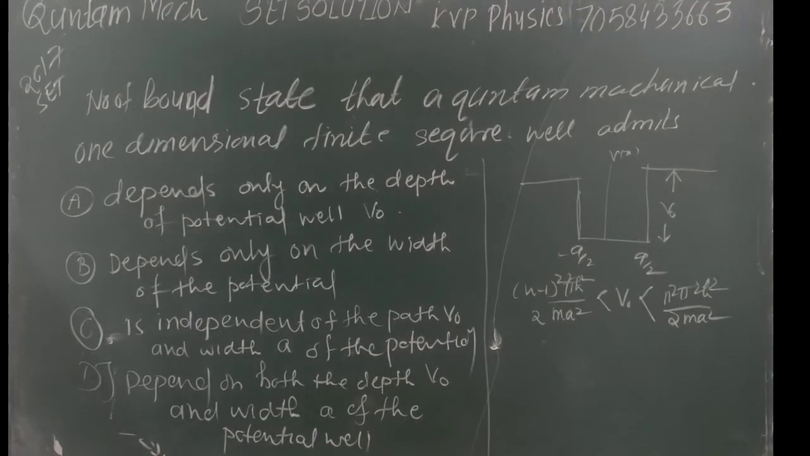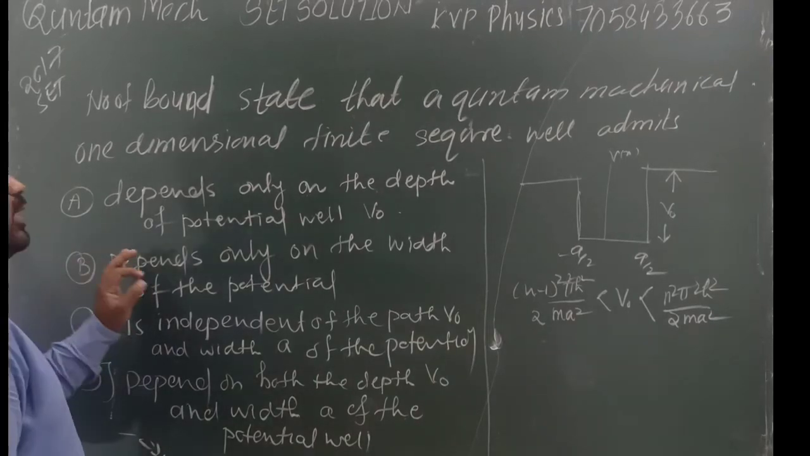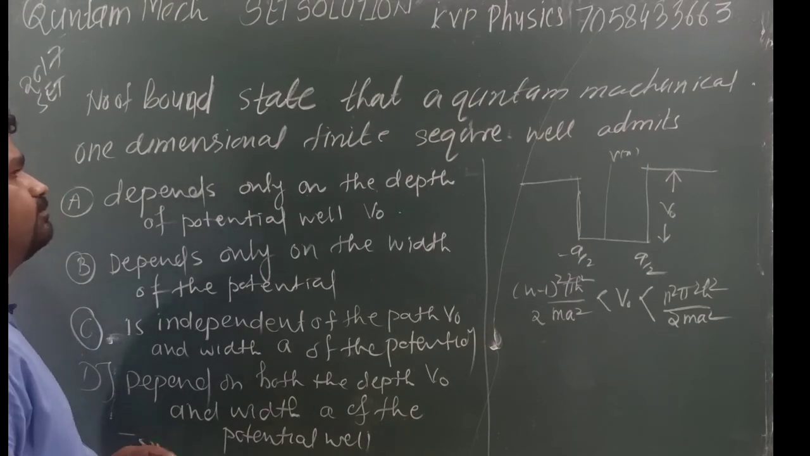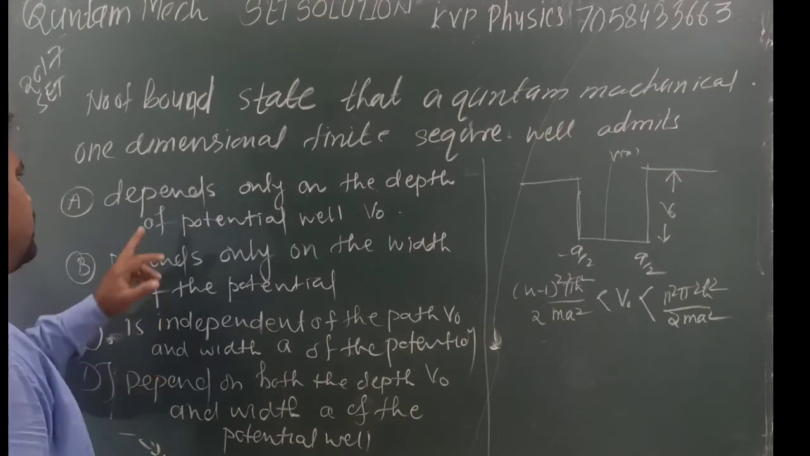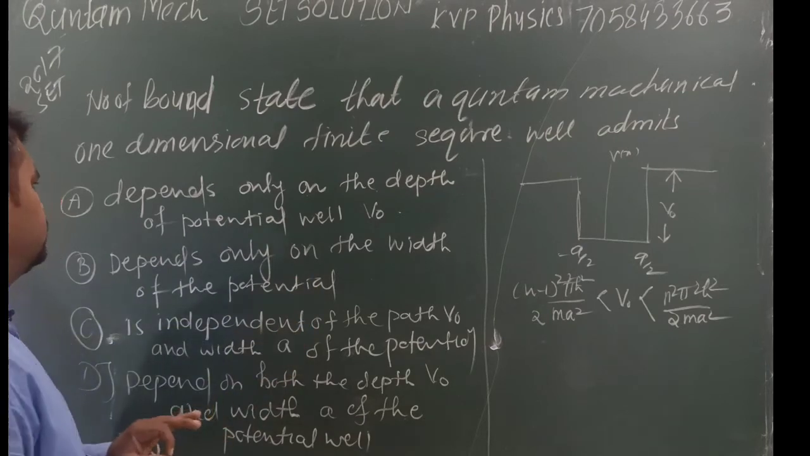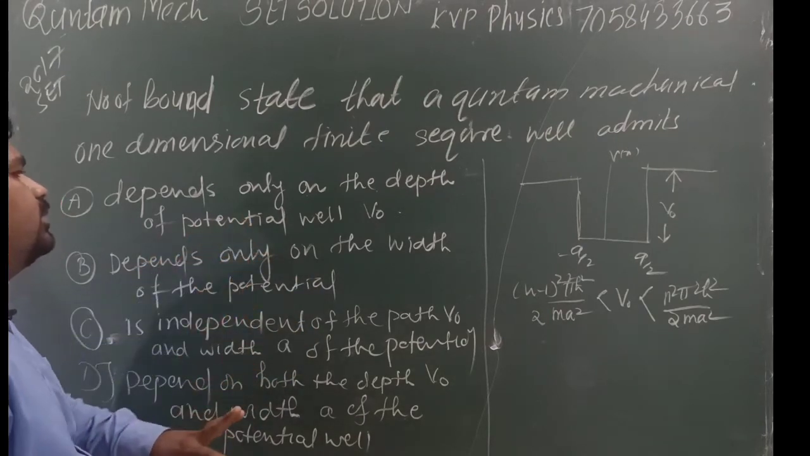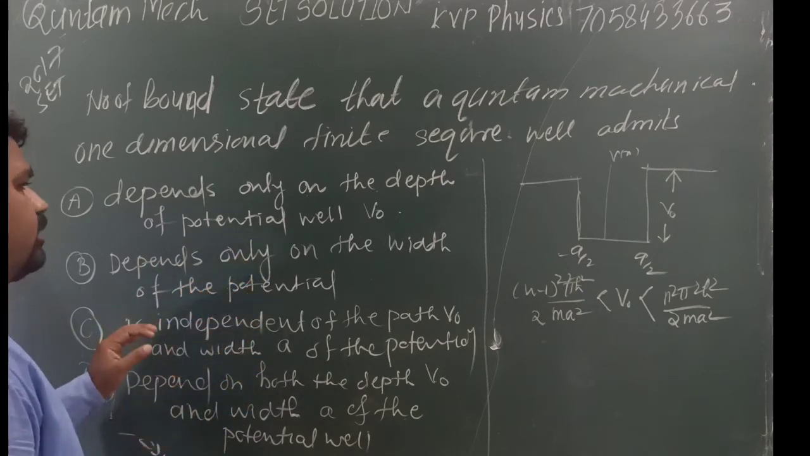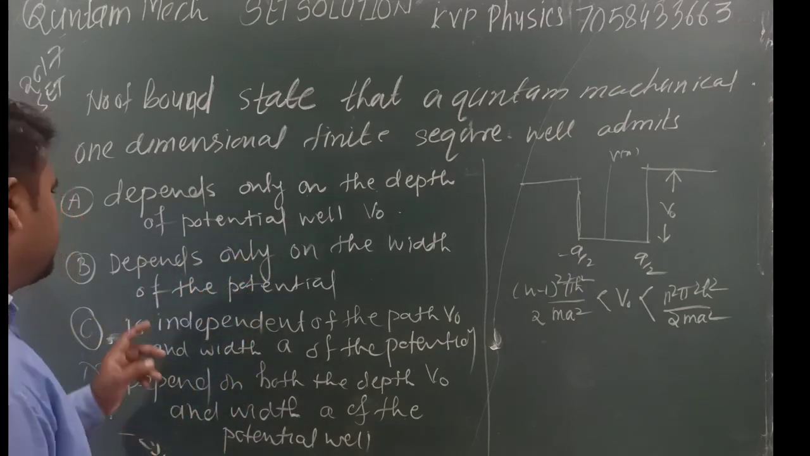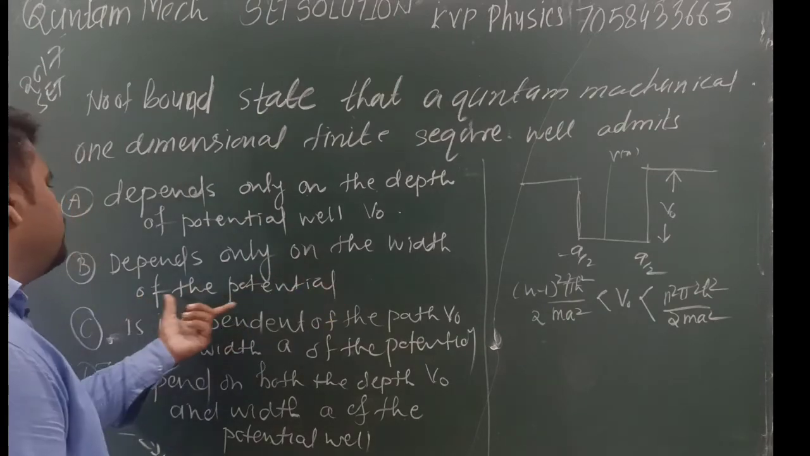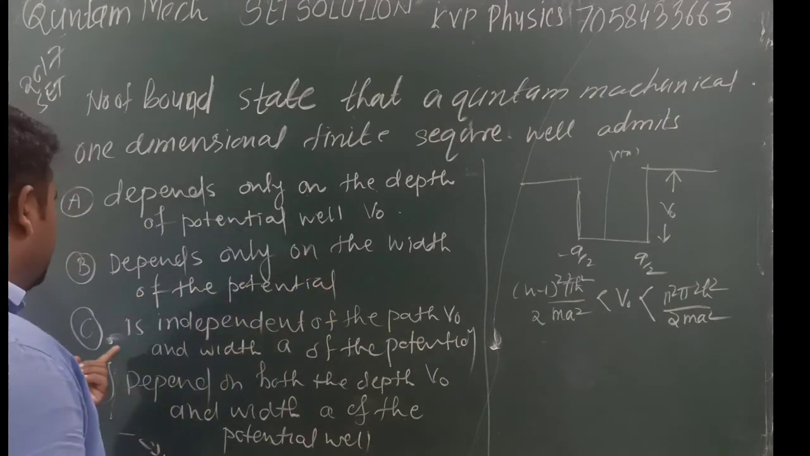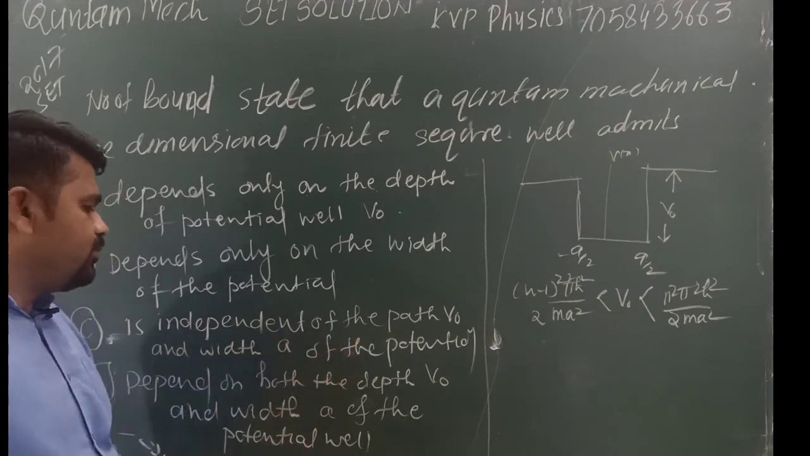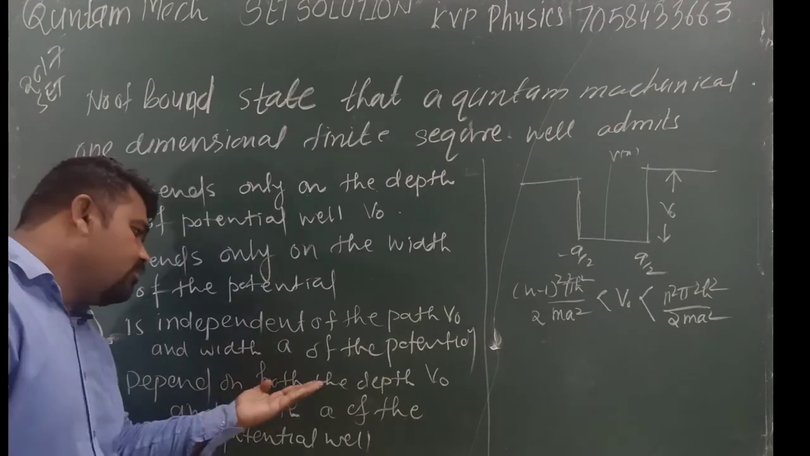The number of bound states that a quantum mechanical one-dimensional finite square well potential admits: first, depends only on the depth of the potential V naught, meaning it depends only upon V naught. Second, depends only on the width of the potential. Third, is it dependent on both the potential V naught and the width of the potential. And the second one, depends on both components.